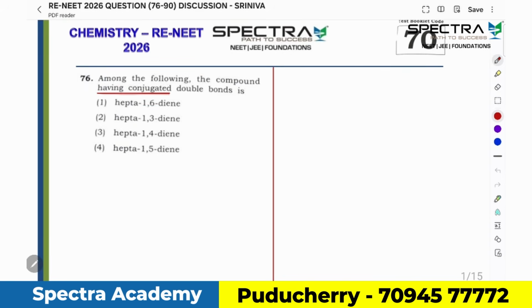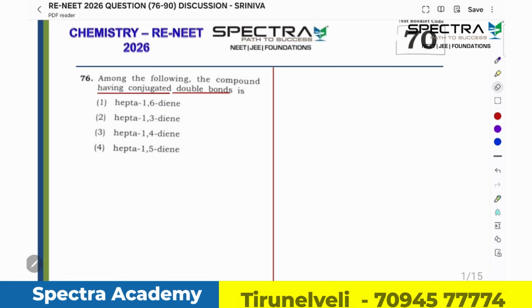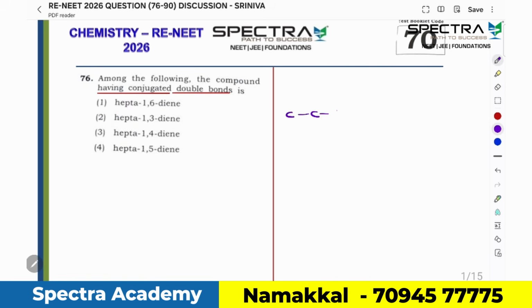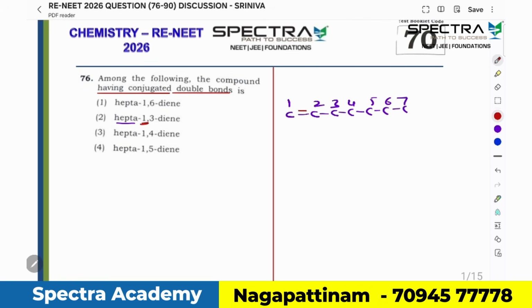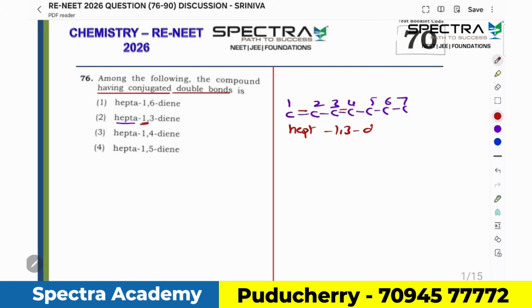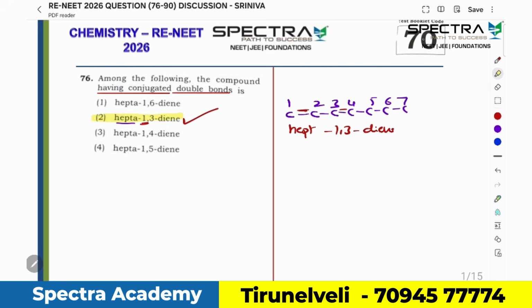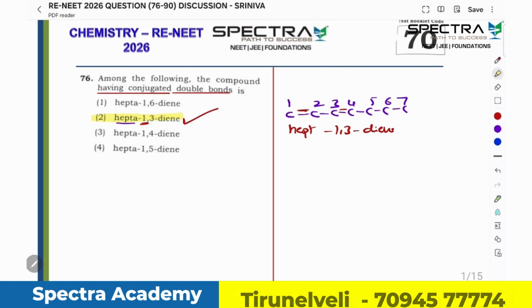Among the following, the compound having conjugated double bond. Conjugated double bond means alternate double bonds. For example, if you take option number 2, 1,3 butadiene. Hept: 1, 2, 3, 4, 5, 6, 7. First position double bond and third position double bond. So hept-1,3-diene has alternate double bonds, that's why it is called a conjugated double bond. So question number 76, booklet number 70, option 2 is correct.